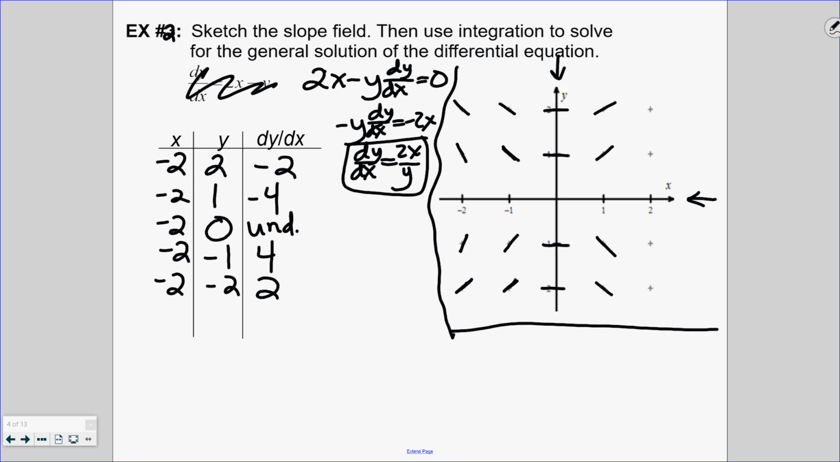And then you're going to do similar things over here. So I'm actually not going to do that. You can plug those points in and see what they look like. But that's the idea. You literally just plug points in to the slopes, to the numbers, and draw the little slopes. So if we were going to go ahead and solve this, then we would want to separate the variables.